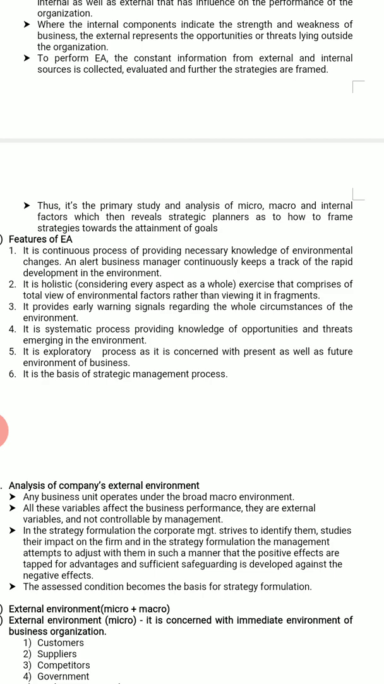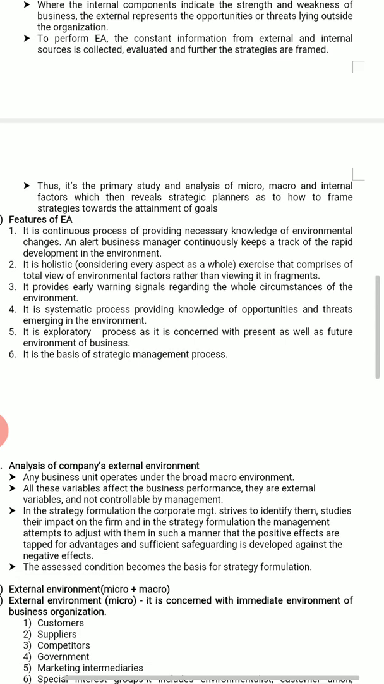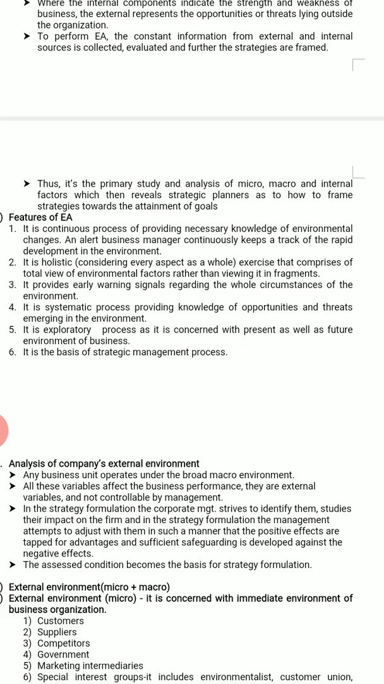What is it? It is the constant process of getting the information from where? From the internal environment, internal sources within the business, and external sources outside the business. What do we do? We collect the information, we try to evaluate, we try to assess, we try to examine them, and after doing that we frame the strategies dependent on that, and that is said to be the environmental analysis.